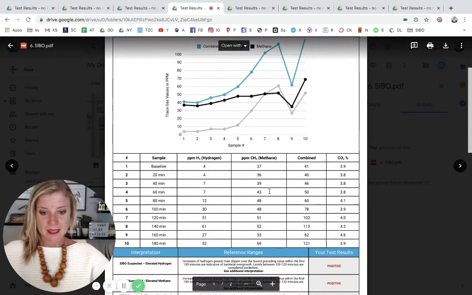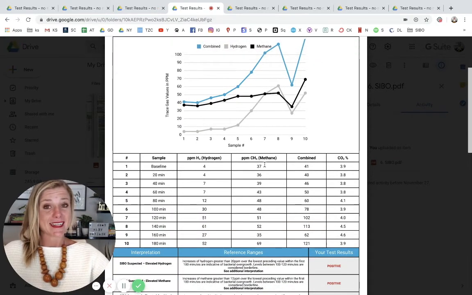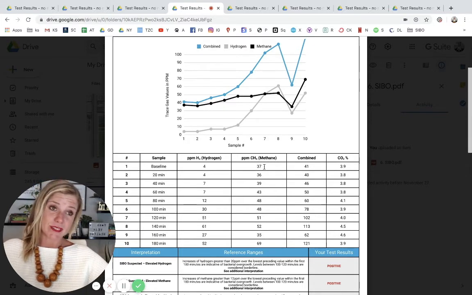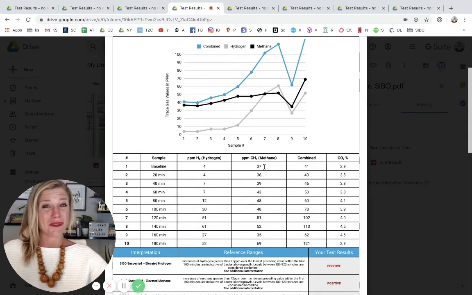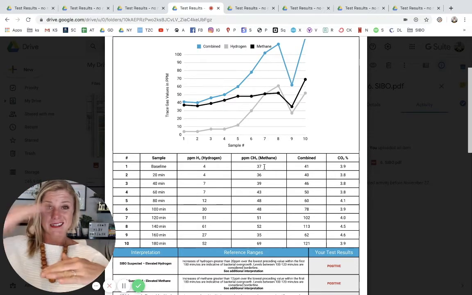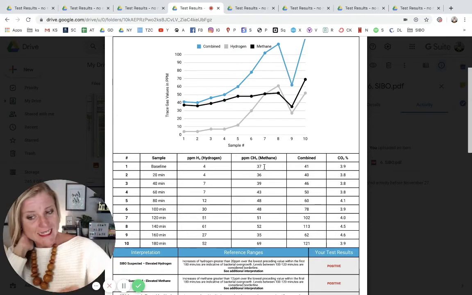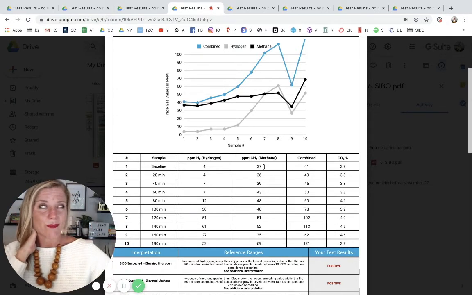Okay, whoa, look at this baseline. This baseline is 37, so that's super high. This person's probably going to be very uncomfortable all the time. They're bloated when they wake up, bloated when they eat anything, because things just stack on top of each other because there's always fermentation, unless they didn't do the test prep as they should have.